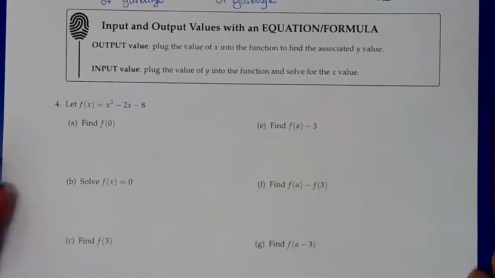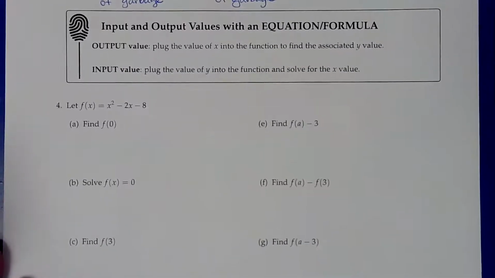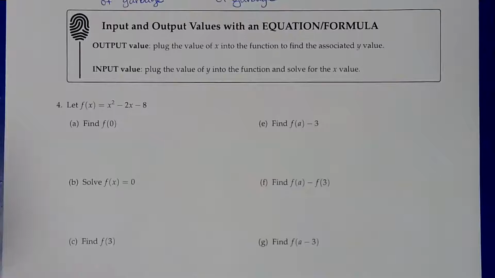All right, so let's look at how to find input and output values if you have the equation or the formula for the function. For the output value, you're going to be given that value of x, or your independent variable. You're going to just plug it into the function and run it through your calculator and get your y value, your dependent variable value. For the input, you're going to set your equation equal to whatever value they gave you, and then you're going to solve for your independent variable, or your x value.